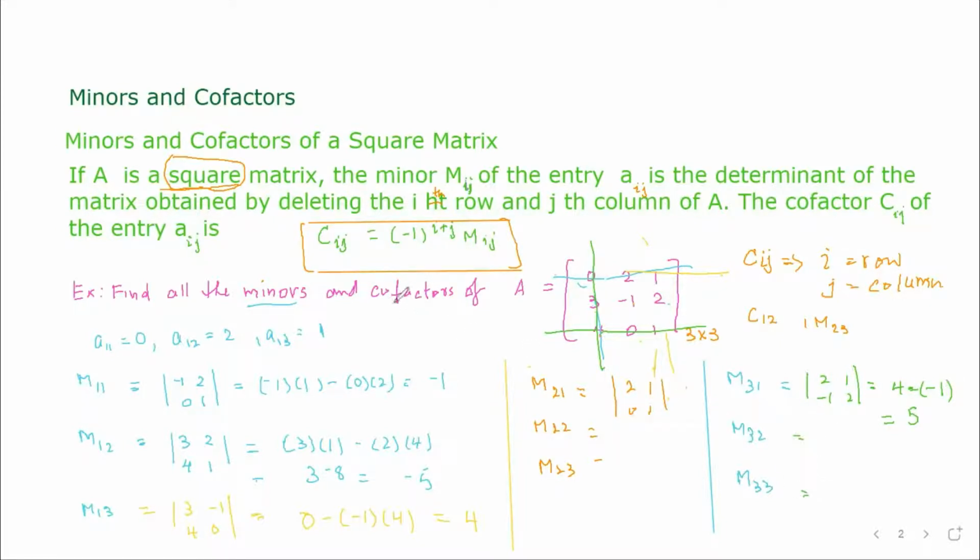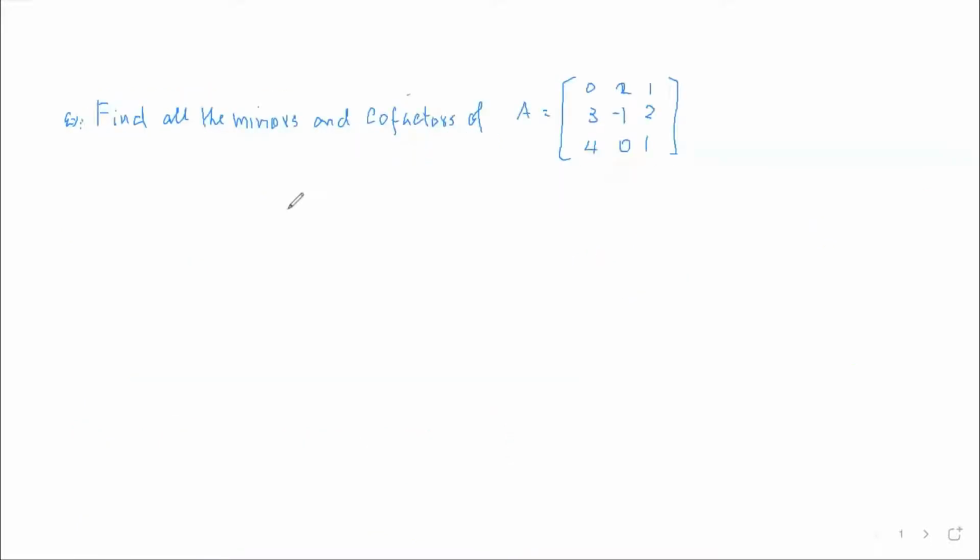Now we go to see how to get cofactors. Next one, find the cofactors. We already know how to get minors, now how to get the cofactors. So find all the cofactors. Still remember the formula: Cij equals minus 1 to the power i plus j, times Mij. Then we use the formula to get all the cofactors of this matrix.